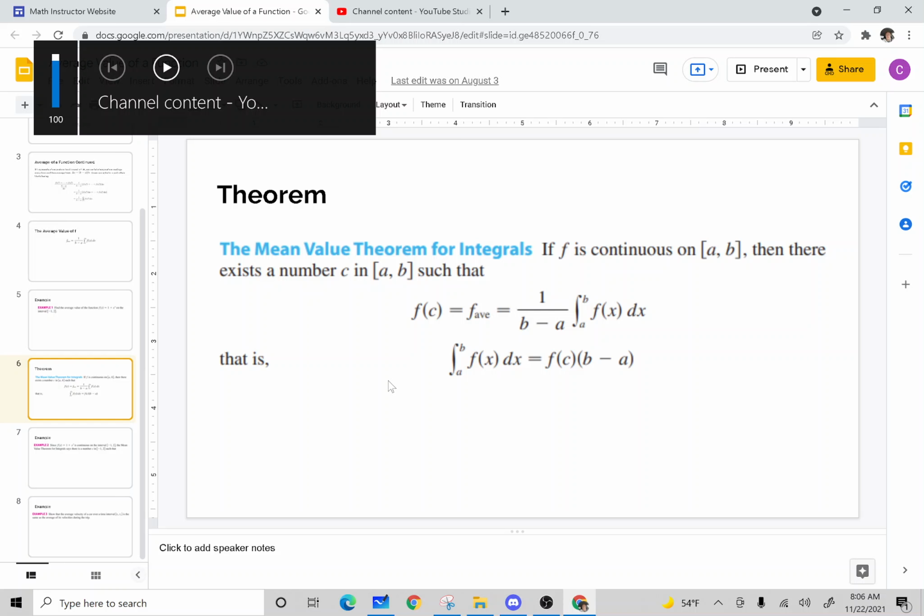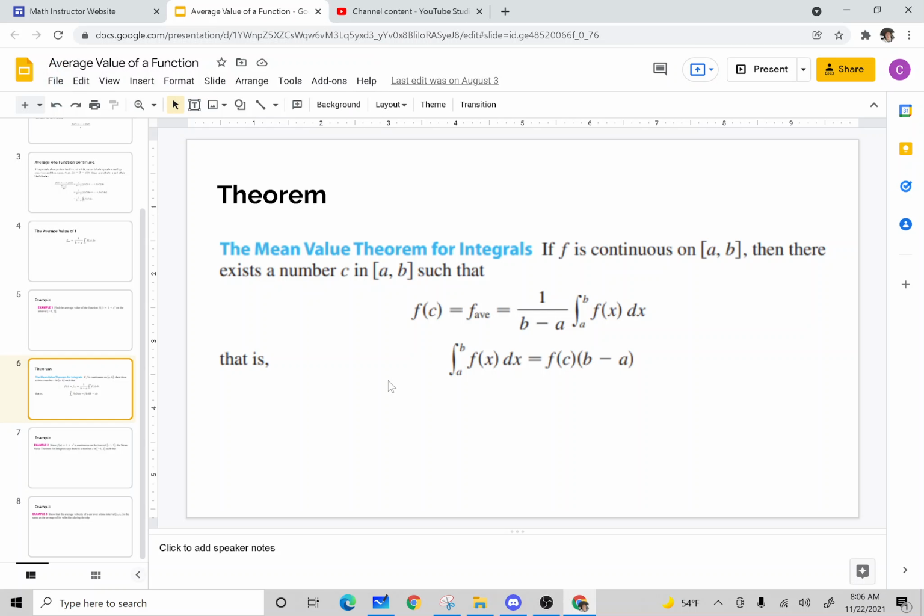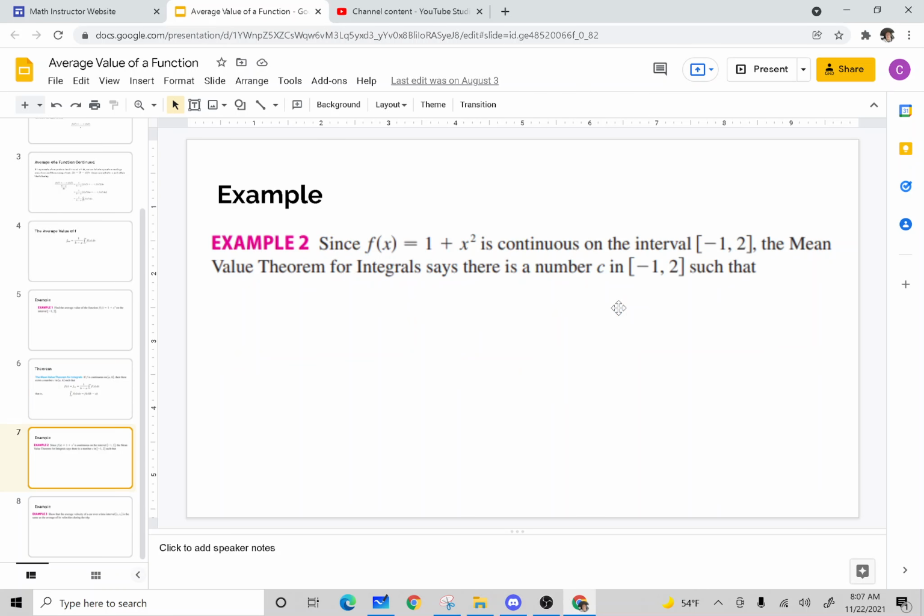So there is a mean value theorem that you can apply to integrals. If f is continuous on [a, b], then there exists a number c in [a, b] such that f of c is equal to the f average, which is equal to the formula we just used. That is, you can take the 1 over b minus a and multiply it by the integral, and you'll get the same value as f of c. So this times this is equal to that. And so what does this look like in practice?